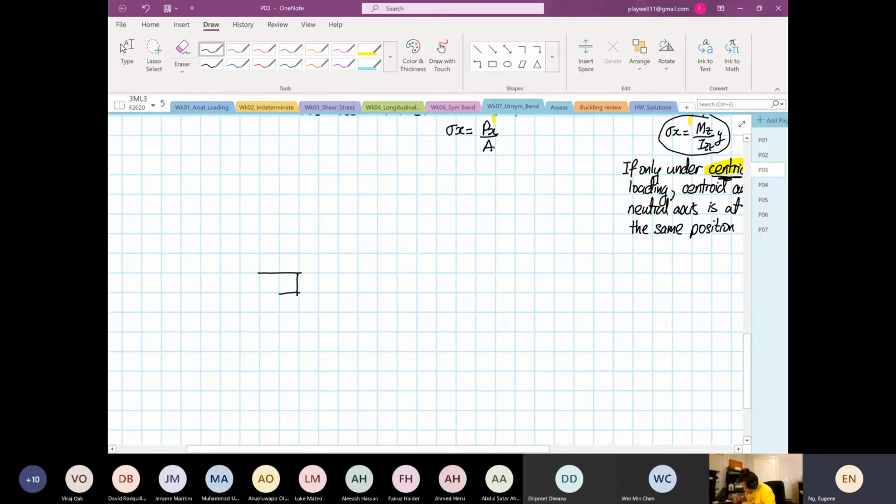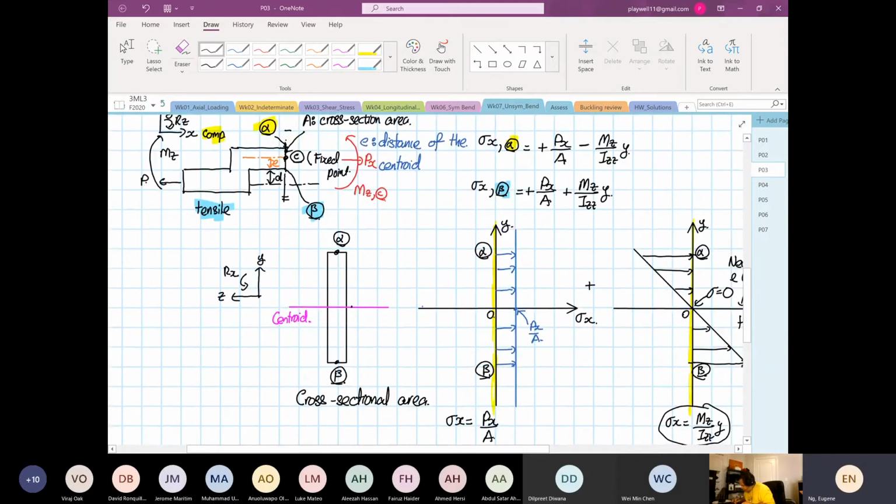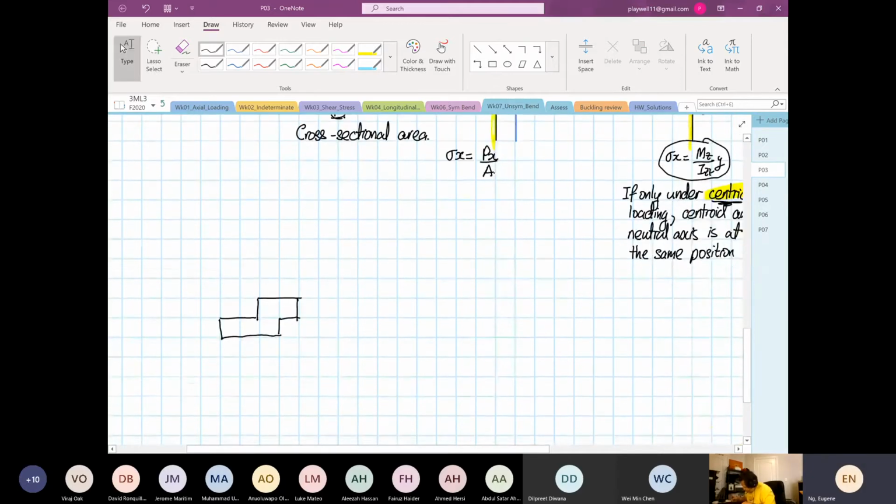The structure is still the same. Wait, let me see. Is it the same? I can't remember now. No, it's slightly different. I'll draw this longer a bit. Okay. So this is still our point C. Right? Now, what if our P goes in the opposite direction?